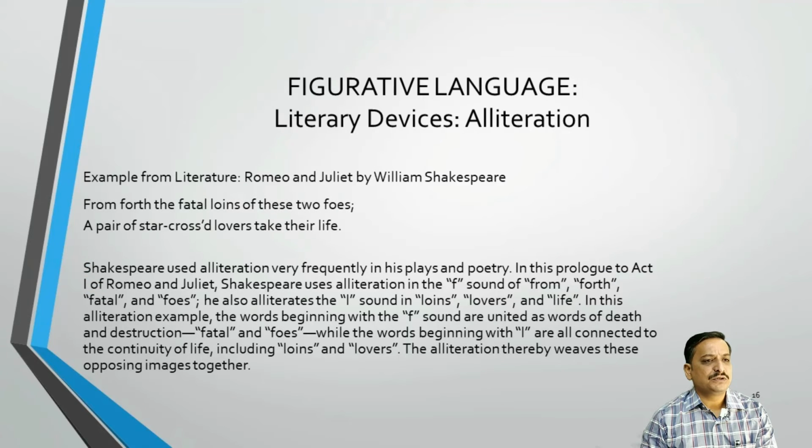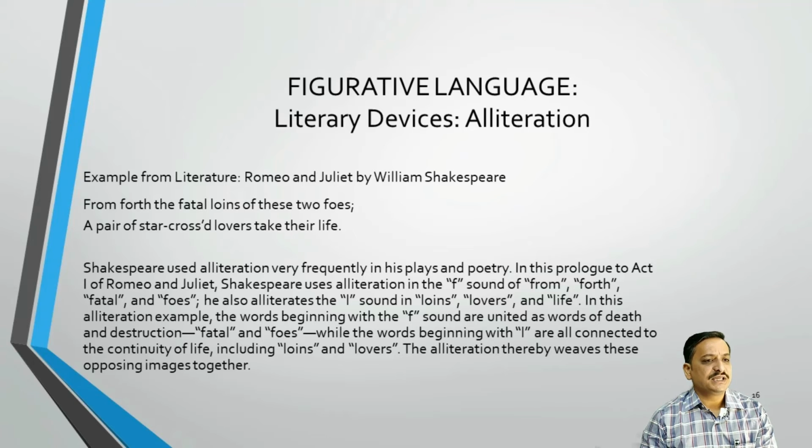To take another example of alliteration, we have the play Romeo and Juliet by William Shakespeare, wherein he says, "From forth the fatal loins of these two foes, a pair of star-crossed lovers take their life." Shakespeare used alliterations very frequently in his plays and poetry. In his prologue to Act 1 of Romeo and Juliet, Shakespeare uses alliteration of the F sound of from, forth, fatal and foes. He uses the L sound in loins, lovers and life.